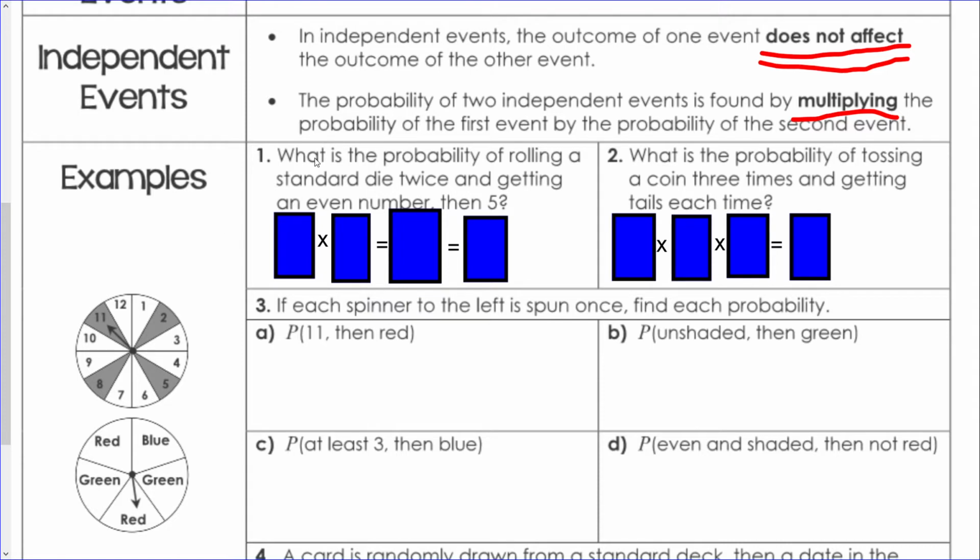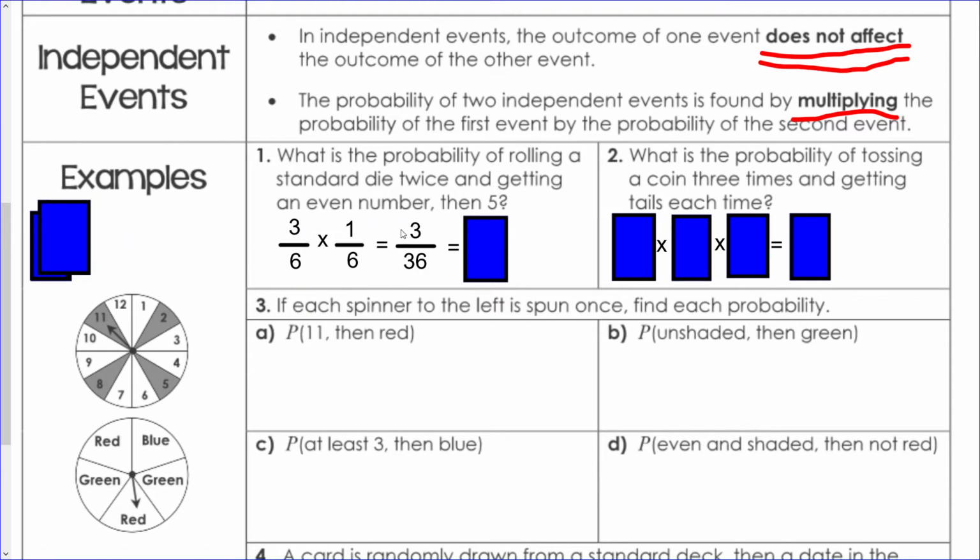So right here, what is the probability of rolling a standard die twice and getting an even number and then 5? The probability of getting an even number would be 3 out of 6, because there's 3 things that are even on that die. Hopefully that's pretty easy. And then 5, that's 1 out of 6. Then you multiply it together. Remember, top times top, bottom times bottom. You end up with 3 out of 36, which reduces to 1 over 12.